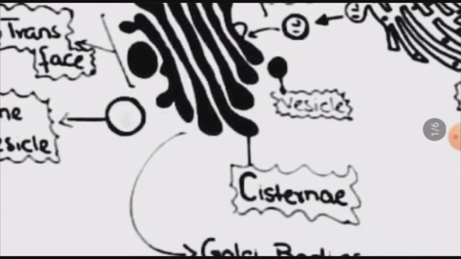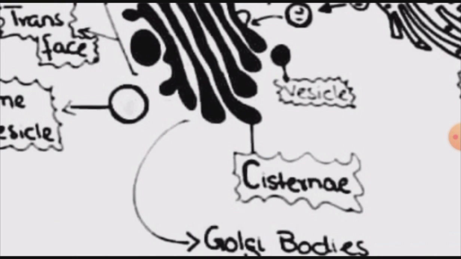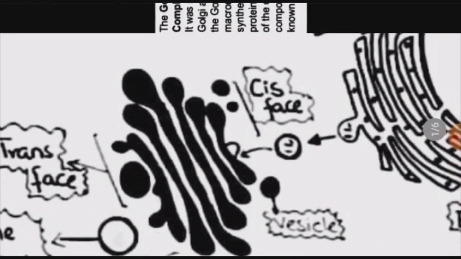Yes, this round structure, you see this round structure, these are all vesicles that are detached from the Golgi body itself in the formation of a bud-like structure. They pack the protein inside them and they move out of the cell or to some specific organelle that requires the protein. Okay, so this is the work of Golgi body.